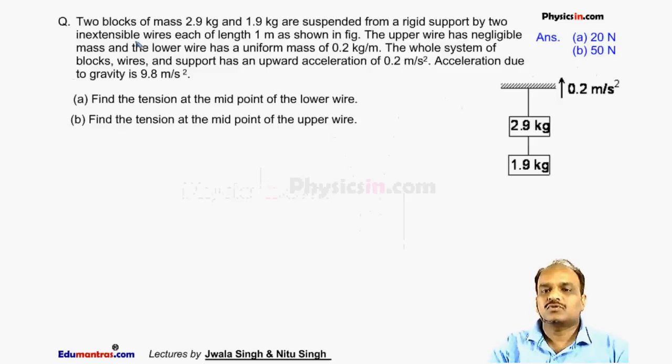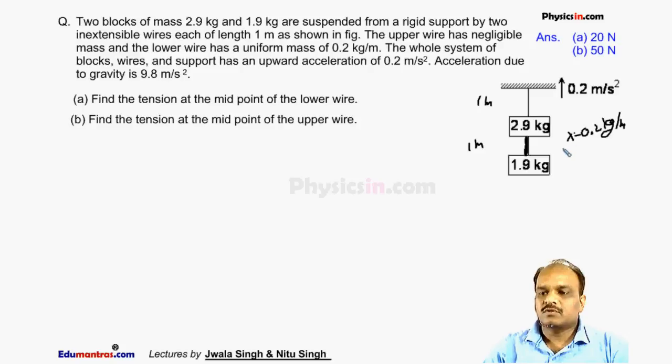Now here two blocks of mass 2.9 kg and 1.9 kg are suspended from a rigid support by two inextensible strings of length 1 meter. This length is 1 meter and this is also 1 meter. The upper one is of negligible mass, but this one is of mass 0.2 kg. This rope is not massless, it has mass, and here the mass density lambda is equal to 0.2 kg per meter.